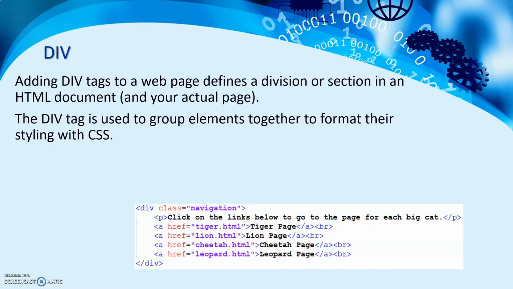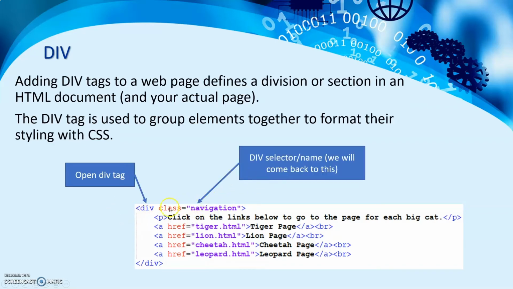So here I've taken a little bit from the Big Cat's website. It's the navigation part, okay? And I've got an opening div. I've got a div selector class and the name navigation. Don't worry, we're going to come back to that. And I've got a closing div. But I've basically decided that that is a division, a section of my page that I could decide to do something styling on its own.